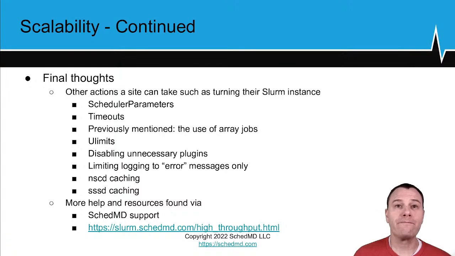Of course, there are other measures you can take to improve your system's responsiveness today, such as tuning the scheduler parameters, adjusting timeouts, the previously mentioned use of job arrays, adjusting ulimits, disabling unnecessary plugins, limiting logging to error messages only, and turning on caching in NSCD or SSSD. Of course, you are welcome to reach out to support with your questions. There's also a good set of information found on our high throughput page.